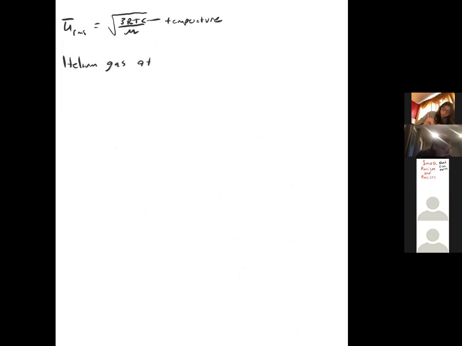Now, there's one more relationship in that equation that we should look at, just so that you can see. And that is the temperature, right? The temperature is important. So let me do the following. Let me take helium gas at minus 200 degrees C and 200 degrees C.